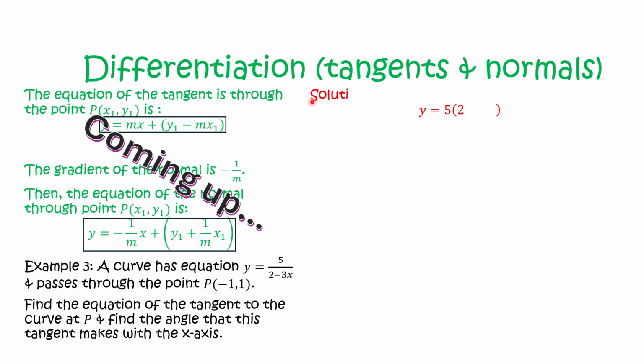The solution. We know that y is equal to 5 times (2 minus 3x) raised to the power minus 1 from the laws of indices. This would then imply that if we are going to find the derivative of y, we can use the substitution method that we covered in part 3. Make sure to check out the differentiation playlist part 3.